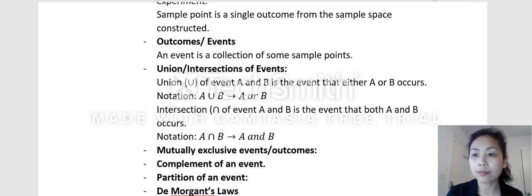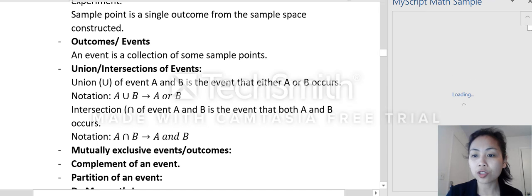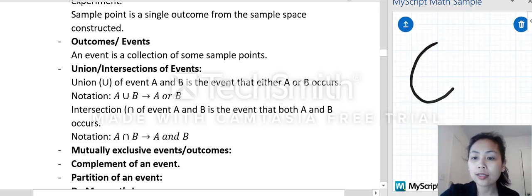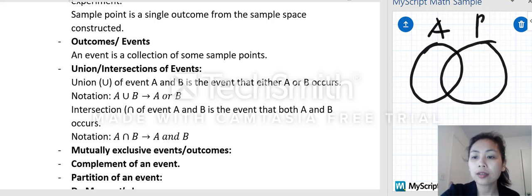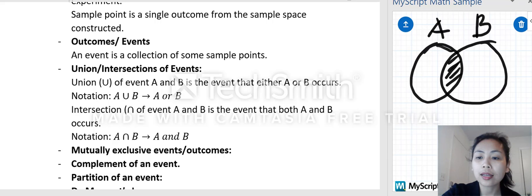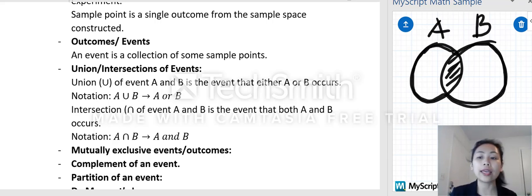By Venn diagram, I'm going to make a picture here. So let's say this is A and this is B. Here the shaded area represents the intersection, and everything formed from A and B, that is this whole area, is called A or B. So A or B is just the combination of A and B, and A and B is the shaded area.